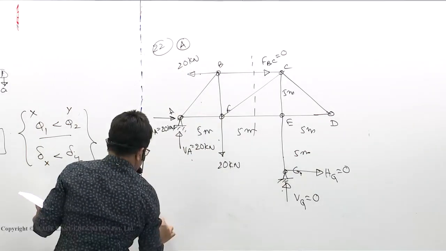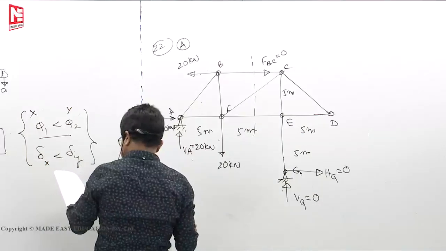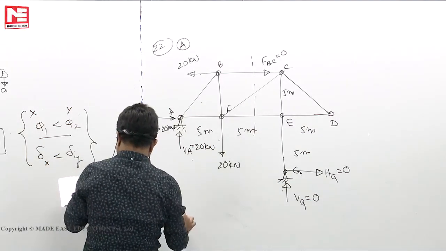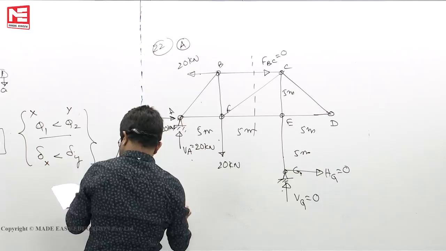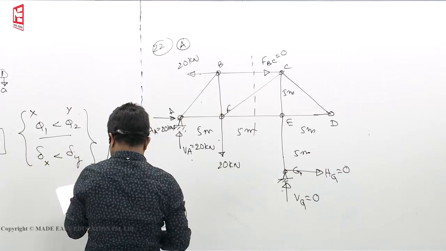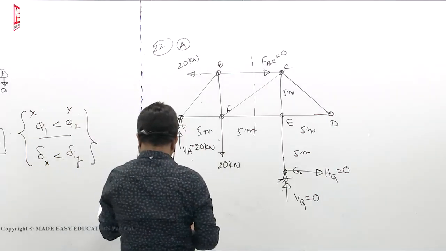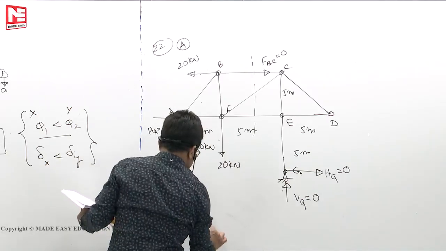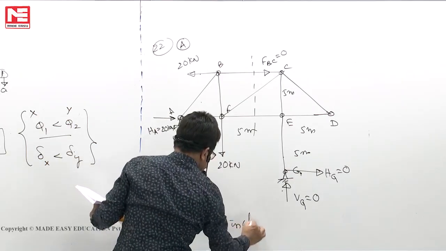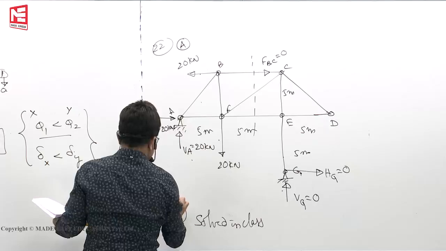Next, 23 solved in the class. I think both the positive you got it, right? B is the option, we got it. Upward negative means both are positive. This we solved in the class. In the matrix methods I have completed.